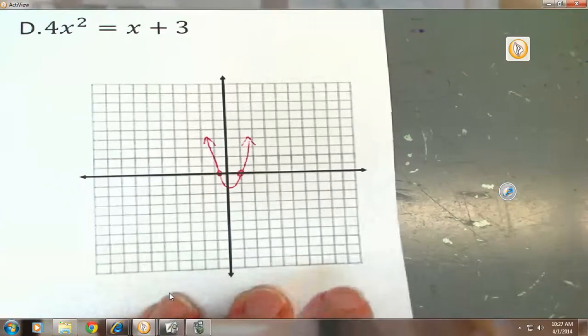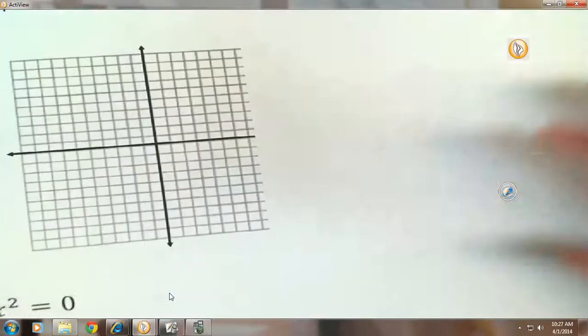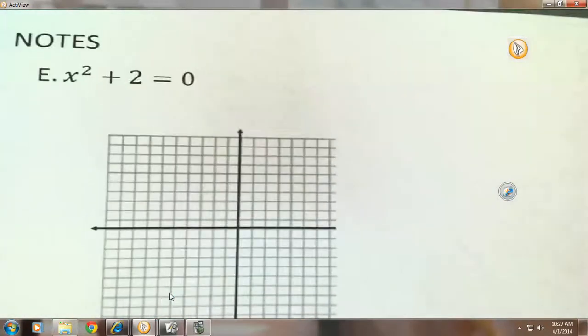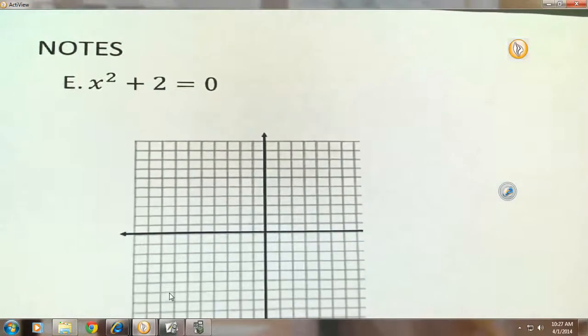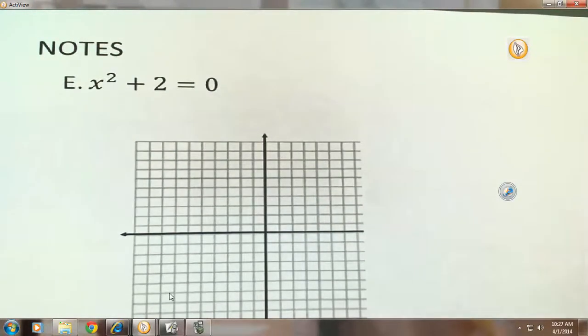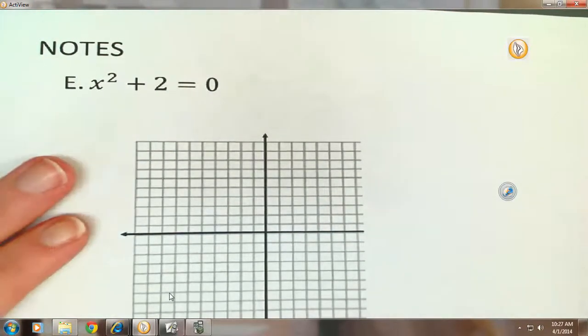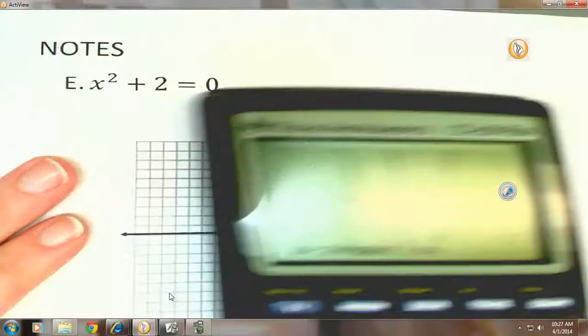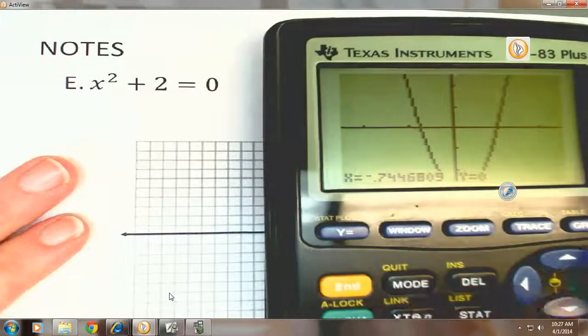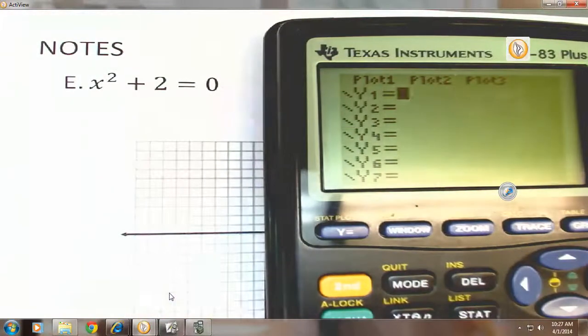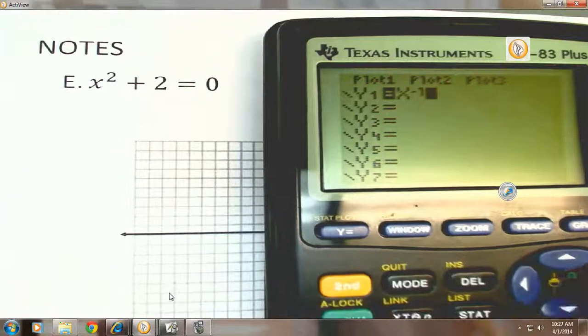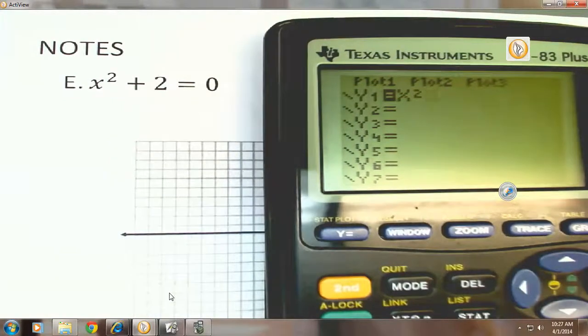Flip over to the back side real quick, please. We have 2 more examples to get through. This next example, letter E, already equals 0, correct? So there's no solving to be done. We can go ahead and type it in. So I'm going to go back to y equals and type in this equation. I have x squared plus 2.